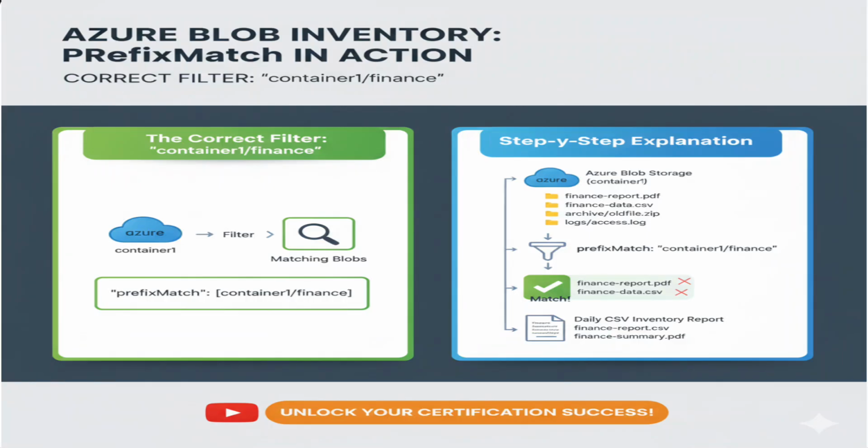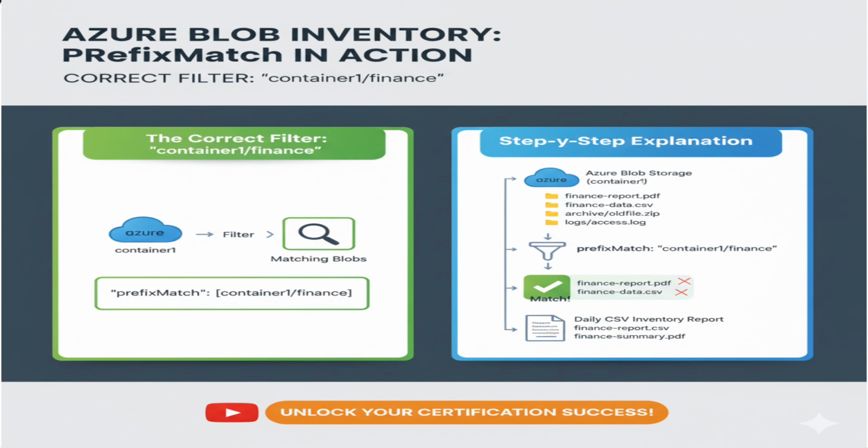Based on Azure documentation, the prefixMatch filter uses the format container name/blob name prefix to specify which blobs to include in the inventory. Since we want only blobs whose names start with finance within Container 1, we need to specify Container 1/finance as the prefix.